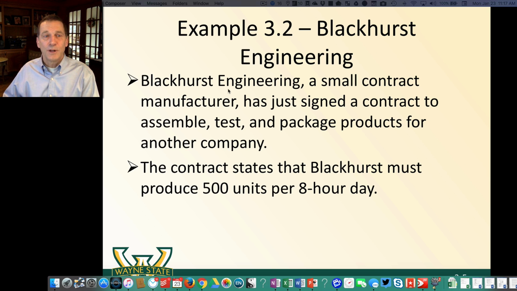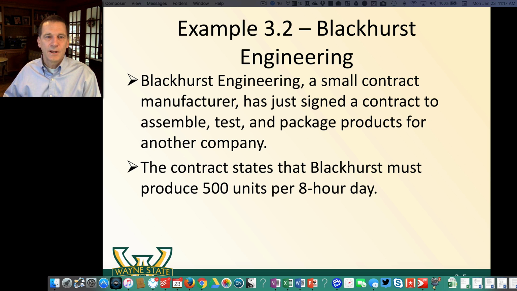So here's the example. Blackhurst Engineering, a small contract manufacturer, just signed a contract to assemble, test, and package products for another company. So they're an outsourced firm. They do services for other firms. They've quoted a contract and they signed it, and now they're obligated, right? So they must produce 500 units per 8-hour day.